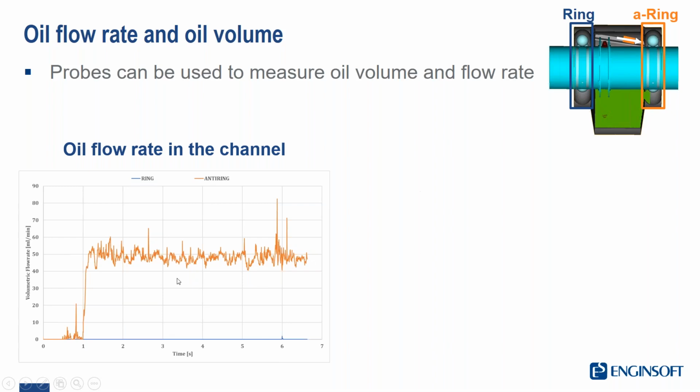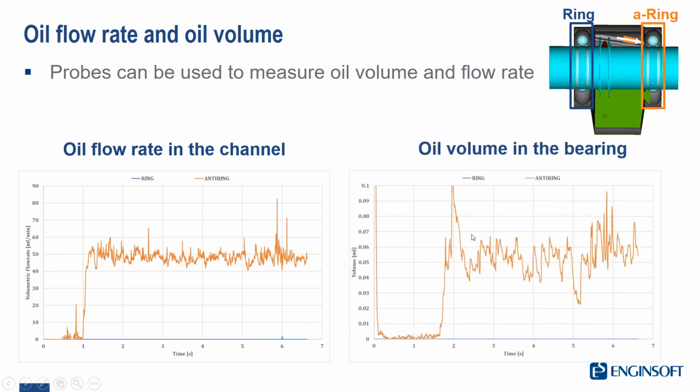In fact, we can see that there is a flow rate going through the anti-ring bearings area, while in the other channel, we don't see any flow. And also the oil amount in the area can be monitored in a very easy way in the software, and as you can see, there is the same asymmetry between the two areas. So we started to see some behaviors that were very physical, very representative of the experimental setup.